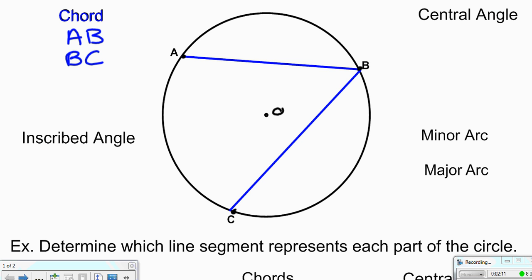When you're looking at these chords, they actually come together to create an angle. And this angle is what we call an inscribed angle. Oh, I did it the wrong color. Hang on, let me fix that. It should be green. Okay, and so we have an inscribed angle. The reason we call it inscribed is that the three endpoints are on the edge of the circle.